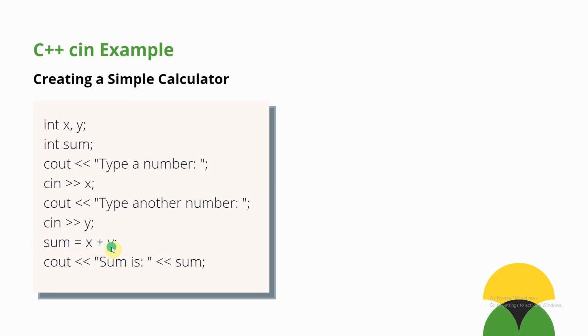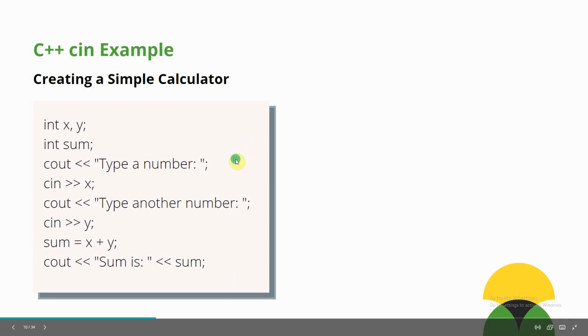After input, the second number will be placed in the y variable, and then we'll have this mathematical operator, sum equals x plus y, and then the output produced by this command, "the sum is," followed by the value of the sum variable. For example, if you input the number 5 for x and then 6 for y, the sum is 11, so it will display an output of "sum is: 11." That is an example of how the cin and cout functions work in the C++ programming language.